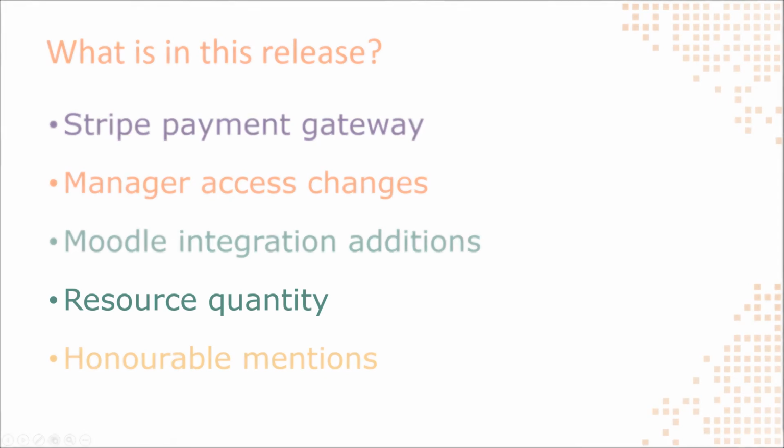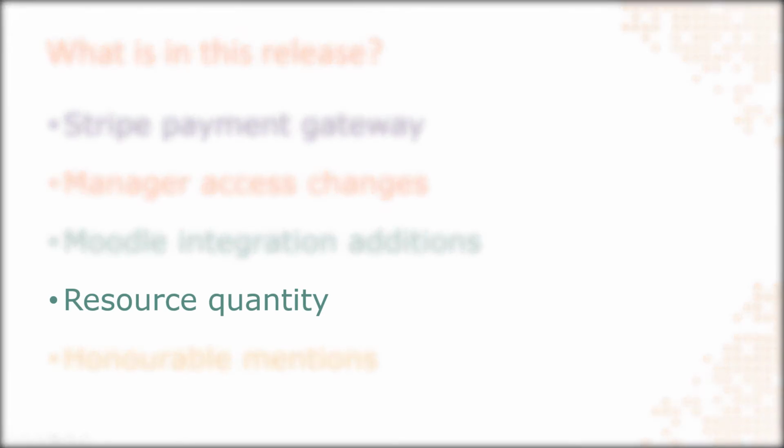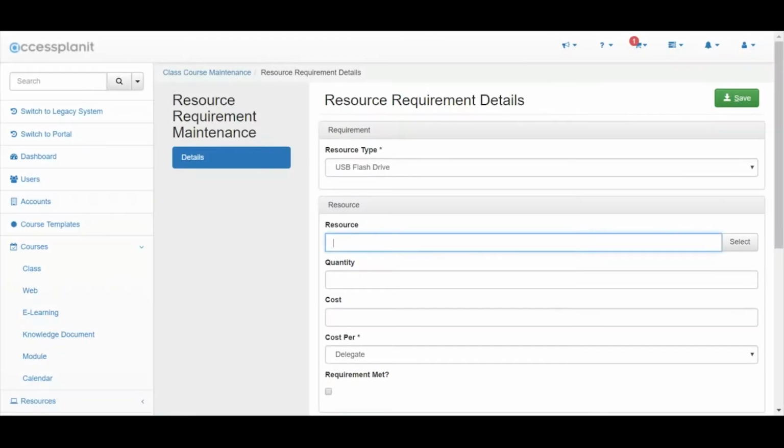And our final big development. When assigning resources to your courses, you can now enter the quantity in use. This means that if you have a course that needs 5 pen drives, you only need to assign the resource pen drive once with a quantity of 5. The resource expenditure will be calculated and displayed at the bottom of the screen for information when you click Save.